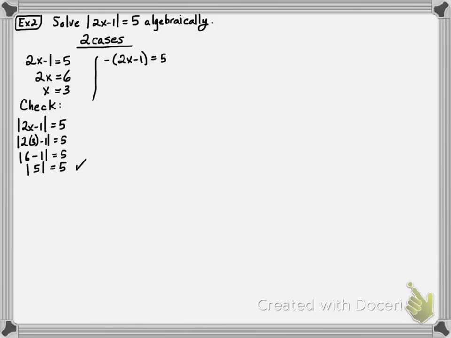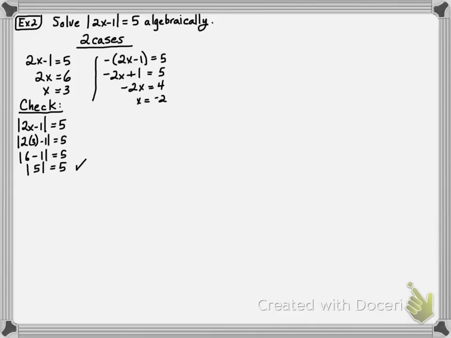That works. Now on the other one here, we're going to have the negative of 2x. And now we have to have the negative of minus 1, so that's going to become negative 2x plus 1 equals 5. Be careful with that. I'm going to subtract 1 from both sides. Now I'm going to divide both sides by negative 2 to get x equals negative 2.